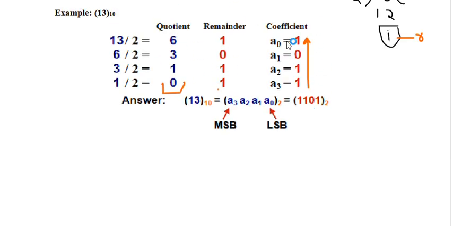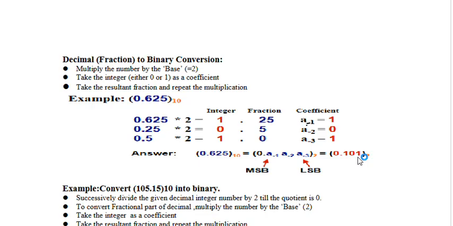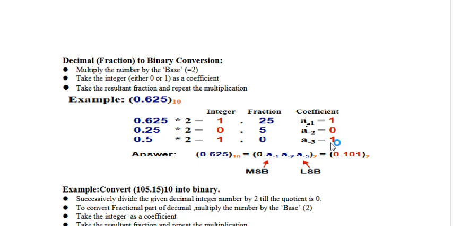So what did we do earlier? We did it from down to up. Here we have to do from top to down. Okay, a-1, a-2, a-3, like a-1, a-2, a-3, after the 0 point, because it's a fractional part. So 0.101. Okay, so this is the most significant bit and this is the least significant bit. So in this way we have to convert the decimal fractional part into the binary.